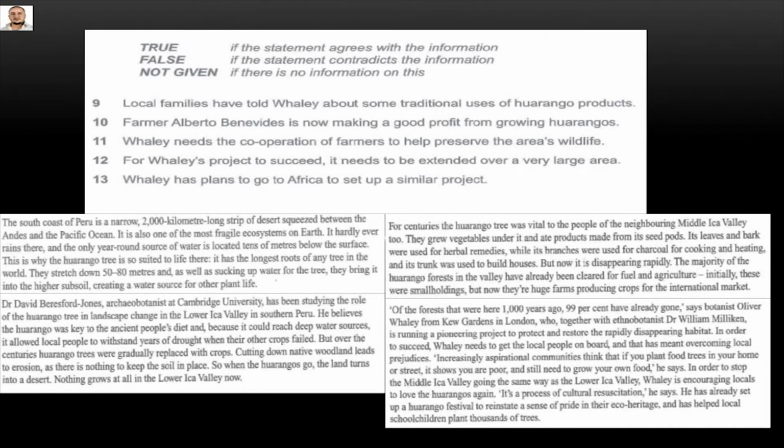I've read the first 3 paragraphs. I just immediately come to the 4th one because I haven't read anything about local families and about Wally. So I don't have to reread them, it will be a loss of time. Number 4 says, of the forests that were here 1,000 years ago, 99% have already gone, says botanist Oliver Wally. Okay, I have Wally, so I need to focus here.